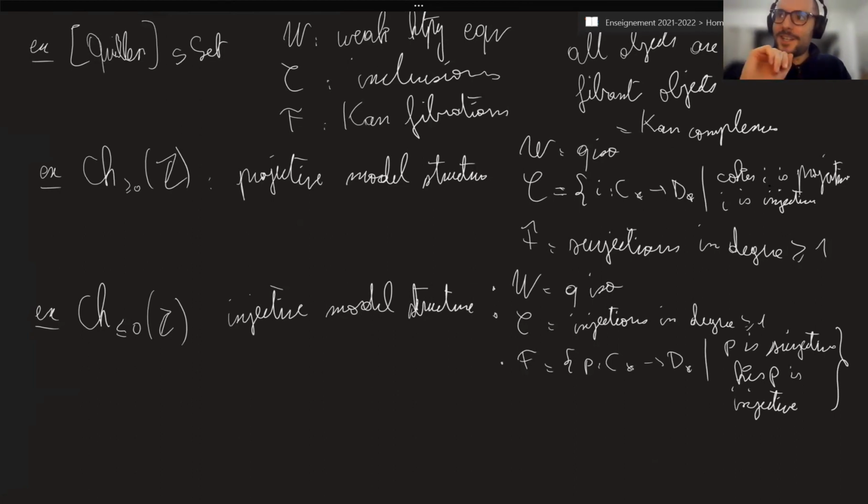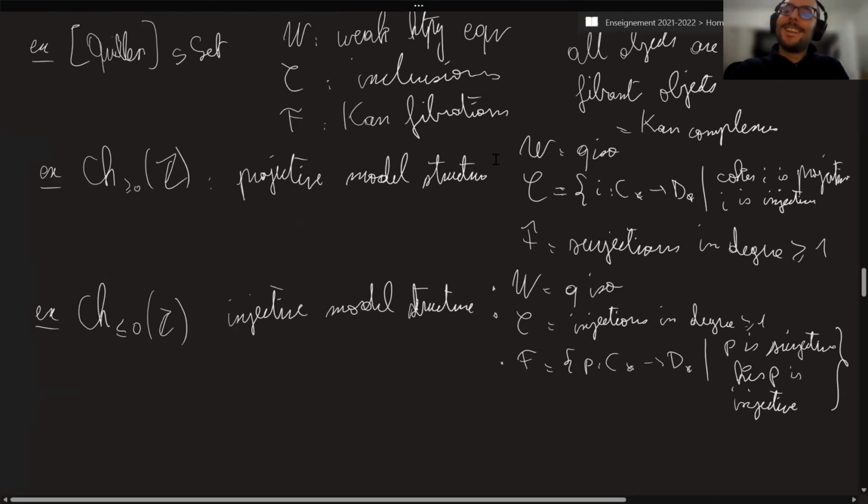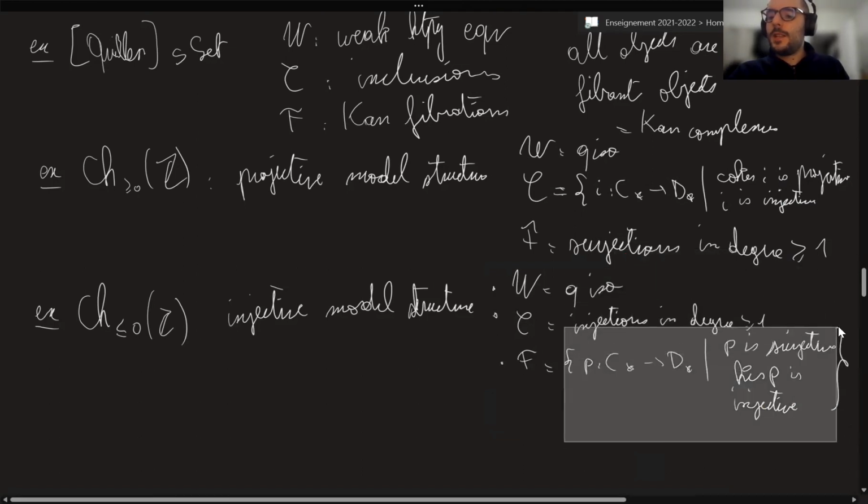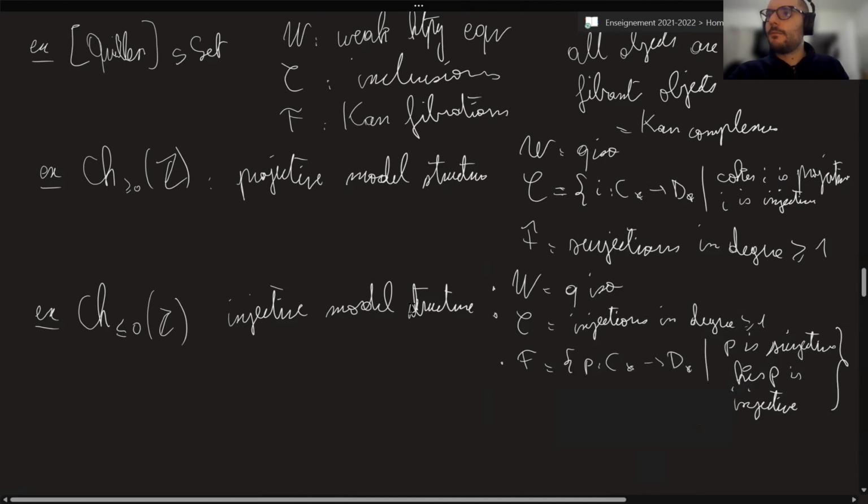Okay, so maybe I will say it again so that everyone is clear. So this one is correct. Cofibrations are injection with projective cokernel, surjection in degree at least one. And here it's kind of reversed. You have injection in degree at least one and surjection with injective kernel. Okay.